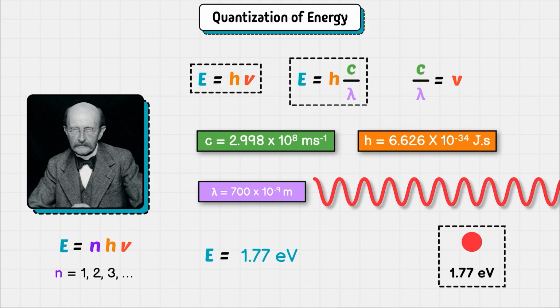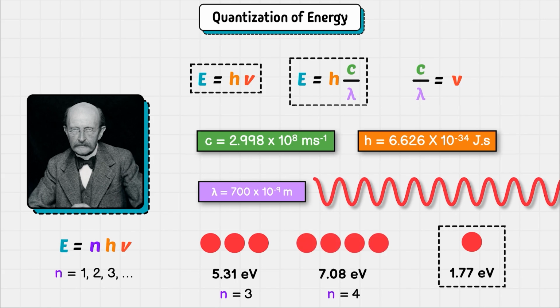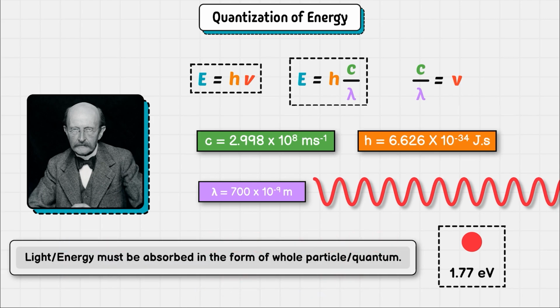Just like those boxes of eggs or ice cubes, a particle can either exchange 5.31 electron volts of energy in the form of 3 quanta, or it can exchange 7.08 electron volts of energy in the form of 4 quanta. But it is impossible for a particle to exchange 5.12 electron volts of energy or 7.19 electron volts of energy, because that would go against the principles of quantum theory.